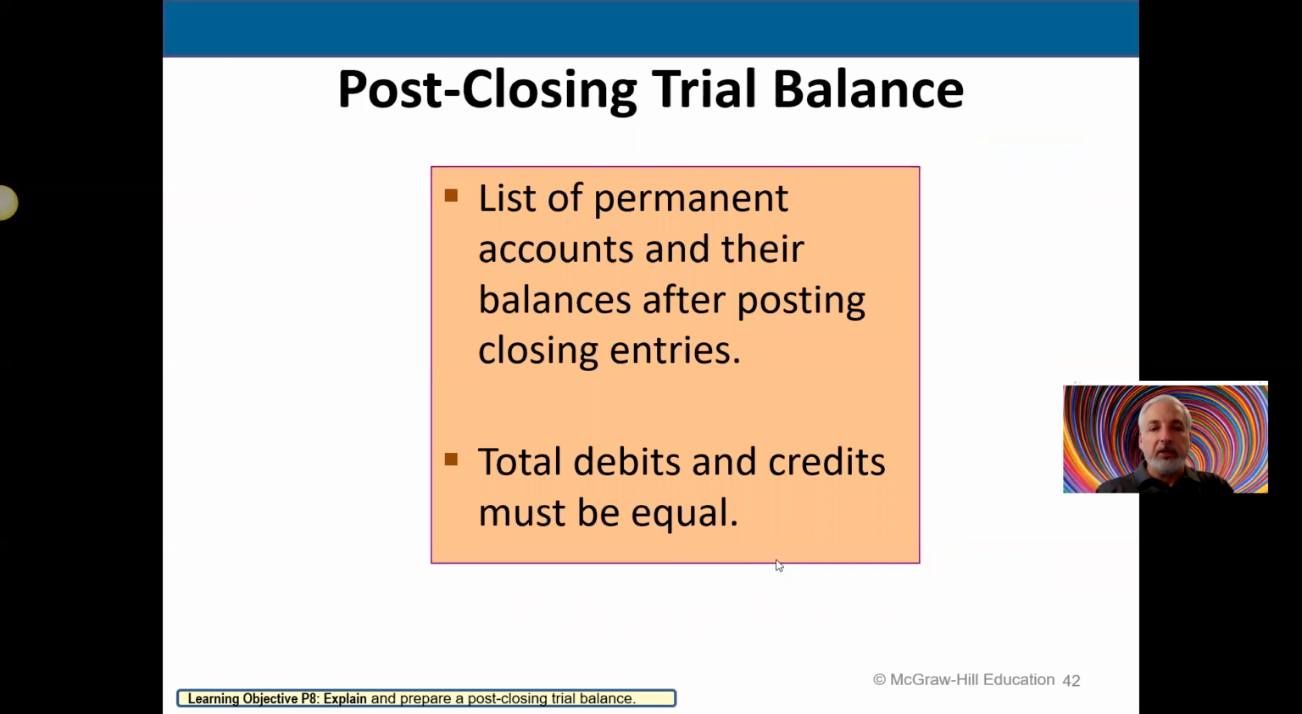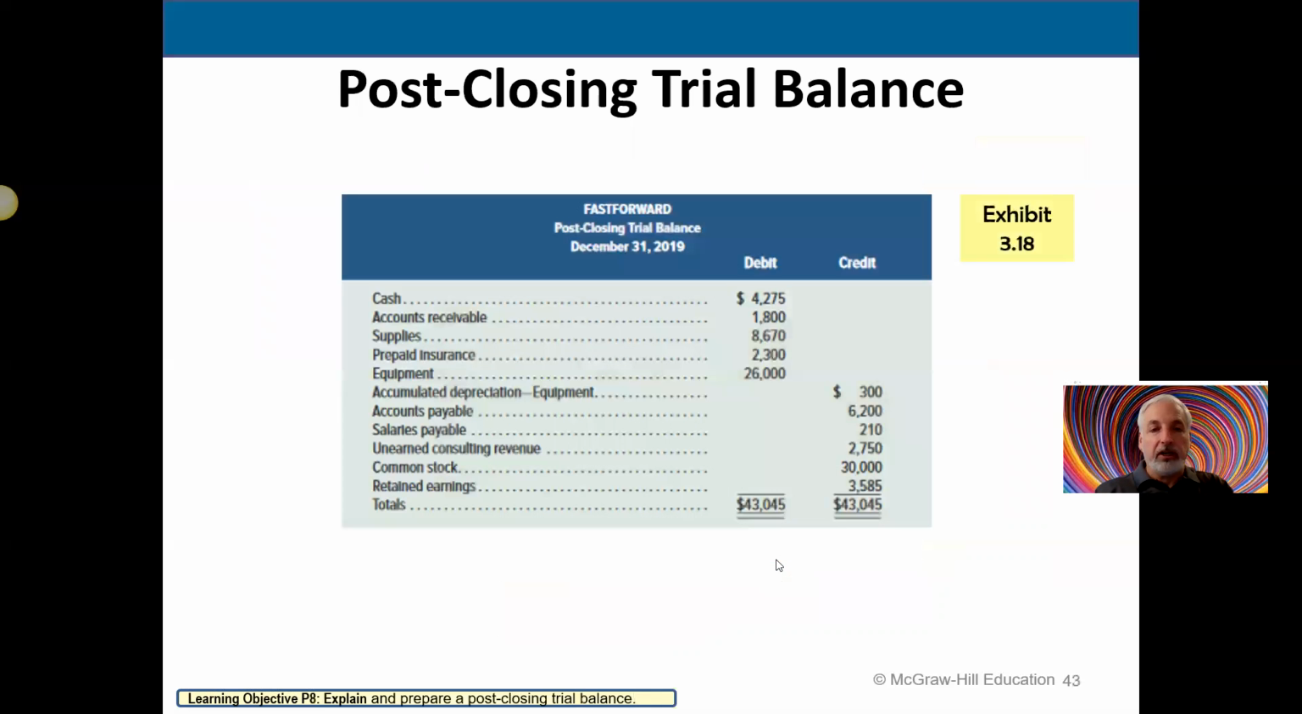Post-closing trial balance, permanent accounts or balances after closing. Total debits still must equal credits. And notice in our post-closing trial balance, there isn't an income statement account to be seen. Those are all zeroed out. So all you have left are the assets, the liabilities, and the equity.